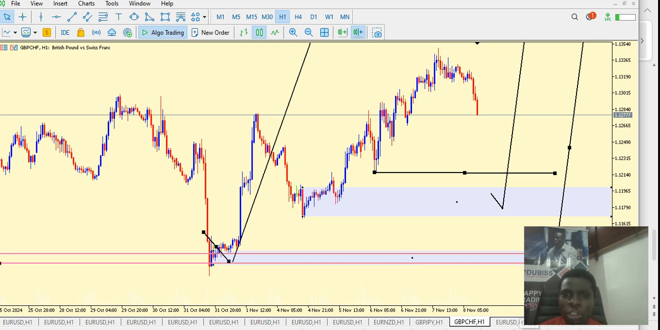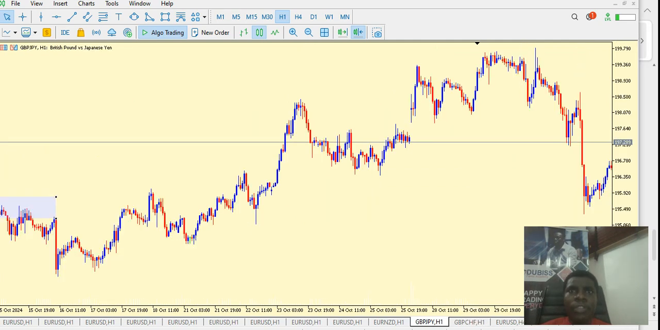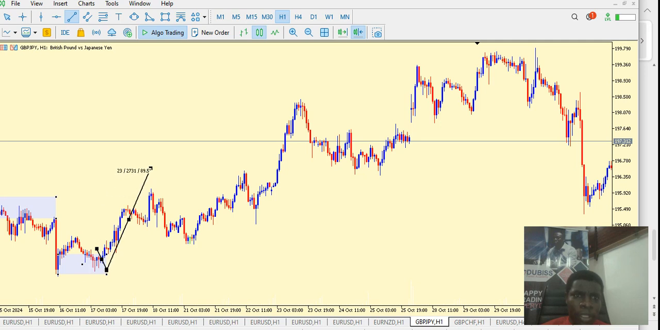Let's go. I will show you a series of examples. So let's move further. For example, on this GBP JPY, look at this zone that gave rise to this move up. Price moved up. Now look at this zone again.